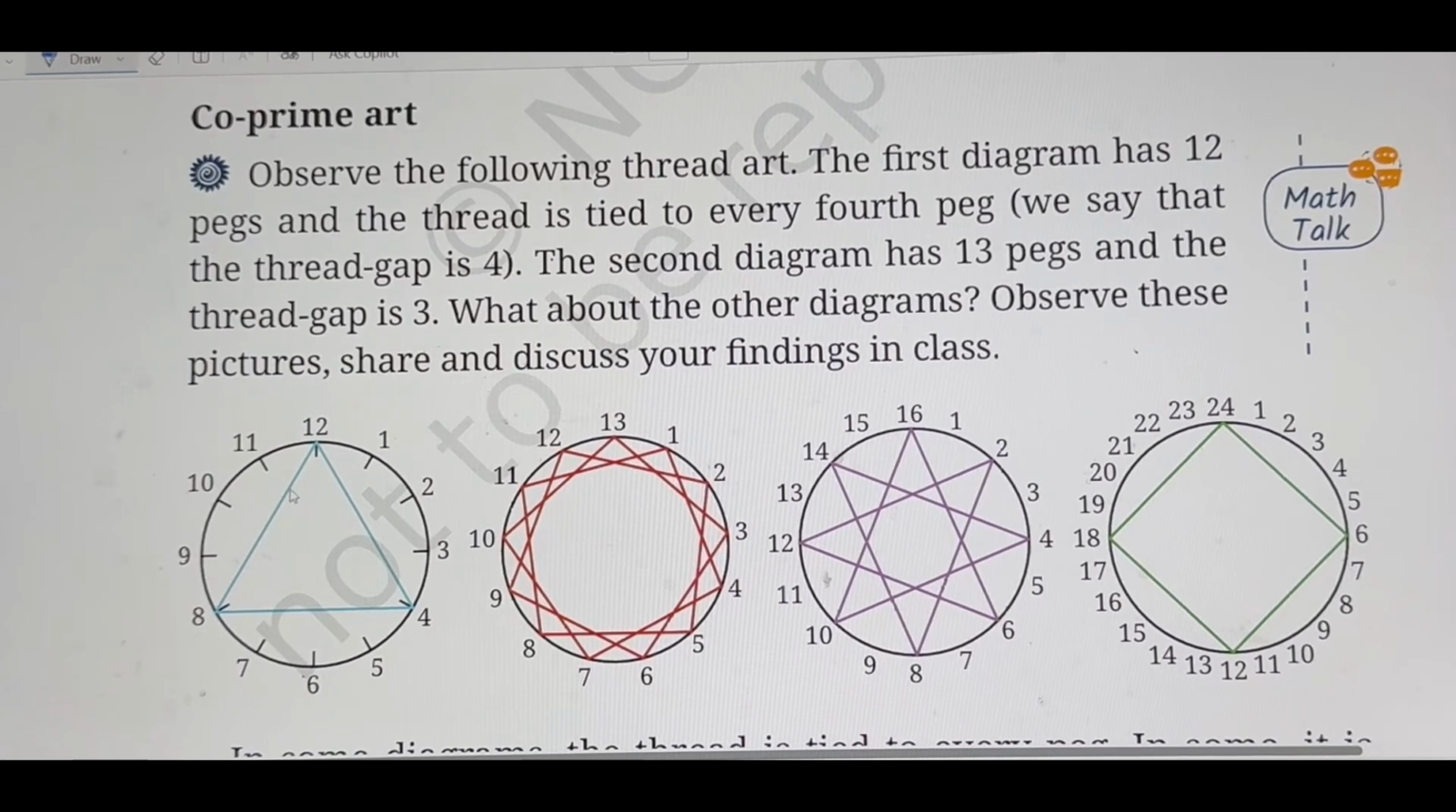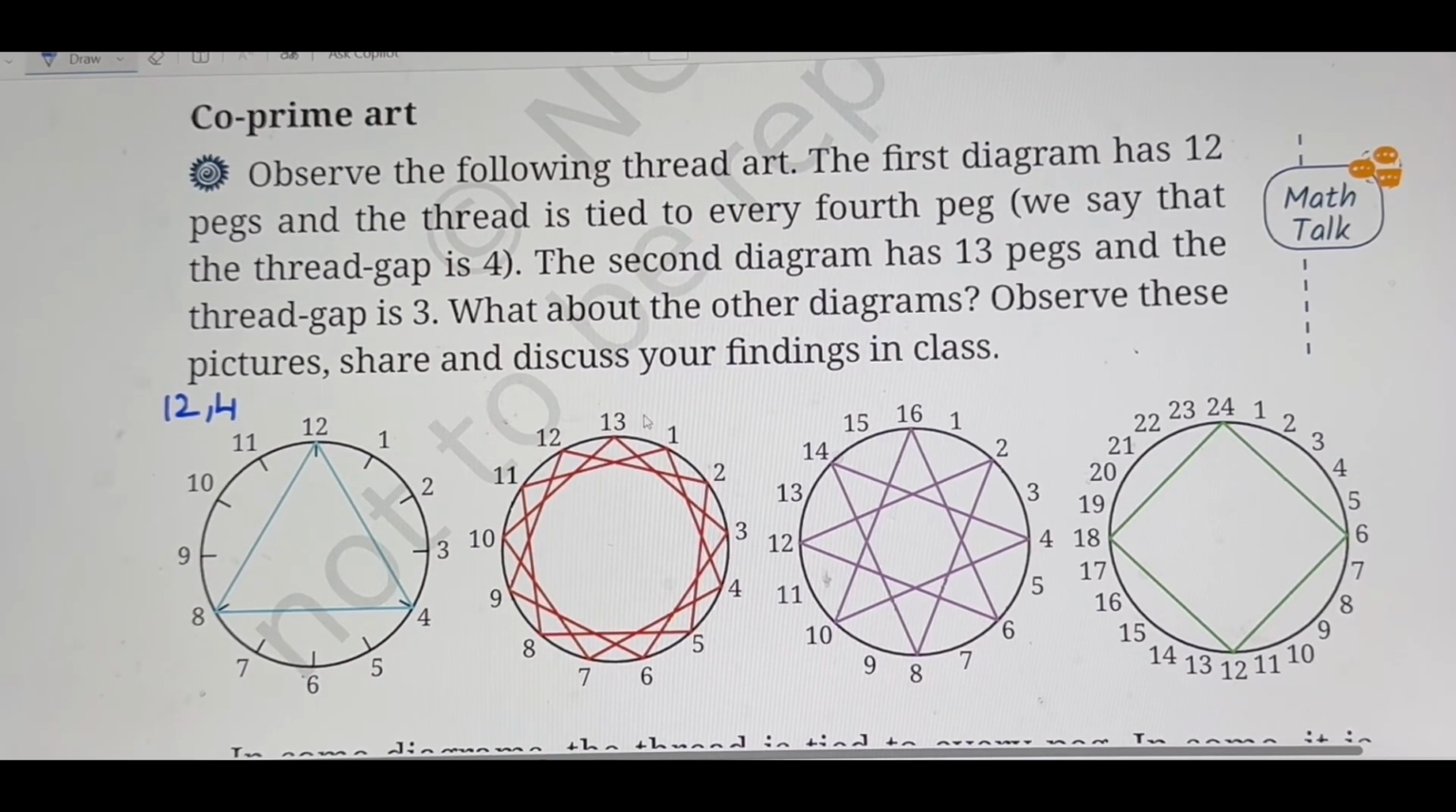Let us see the first example. If you see here, there are 12 pegs. We start from here: 1, 2, 3, 4, 5, 6, 7, 8, 9, 10, 11, 12 pegs. And what is the thread gap? 1, 2, 3, 4. After every 4, they have tied the thread. So here 1, 2, 3, 4, then 1, 2, 3, 4, 1, 2, 3, 4. So here the pegs are 12, and the gap is 4. Let us write down these numbers and then we'll try to understand the relationship.